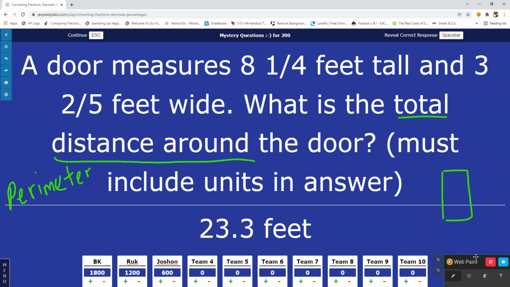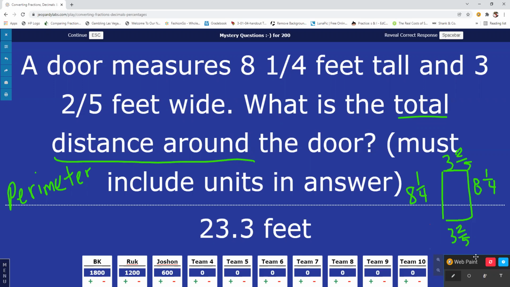So if it's 8 1/4 feet tall on one side, it has to be the same height on the opposite side. If it's 3 2/5 feet wide up top, then it's going to be 3 2/5 feet wide on the bottom. Because we're dealing with perimeter, we add up all the sides. An easy way to do the math is to convert all of our fractions to decimals so it's not so cumbersome. You don't have to; you can add them as fractions if you like. I didn't specify whether to answer in decimal or fraction, so it doesn't matter.